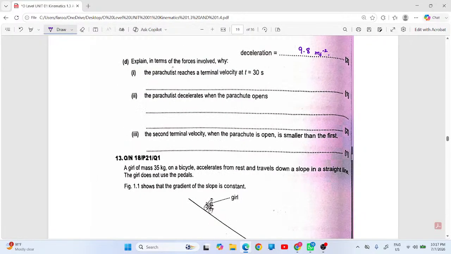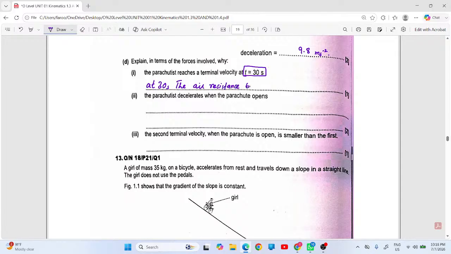Next is: explain in terms of the forces involved why the parachutist reaches a terminal velocity at t equals 30 second. At 30 seconds we can say that the air resistance becomes equal to the weight. At 30 second the air resistance becomes equal to weight.